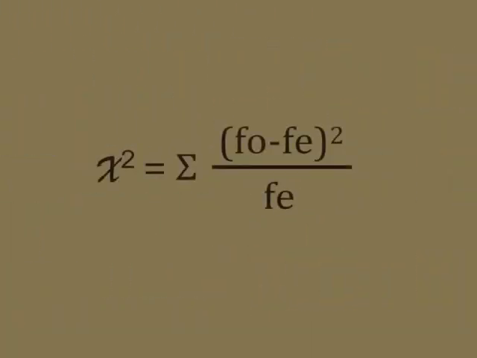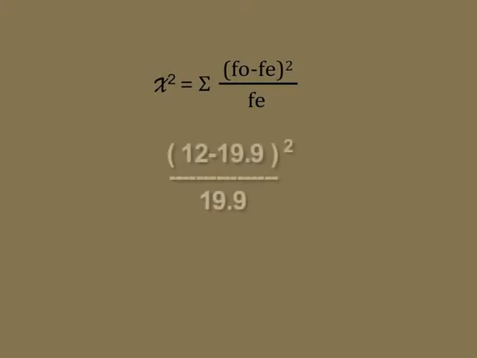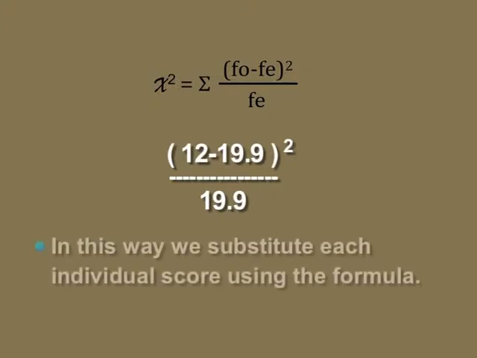Now, let us look at the calculations. Chi-square is equal to sigma of Fo minus Fe whole square divided by Fe. For example, we substitute the observed frequency 12 minus the expected frequency 19.9 whole square divided by expected frequency 19.9. In this way, we substitute each individual score using the formula.